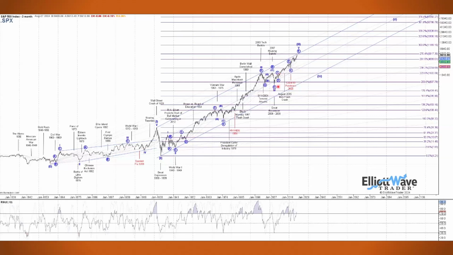And even within that cycle degree wave 5 off of the 2009 lows, we can count 5 waves up at the primary degree completing. But within that primary wave 5 off of the COVID lows, there are counts that allow for further extension. No key supports have been broken yet. But I think what's important to take away from this chart is starting to know what's ahead.